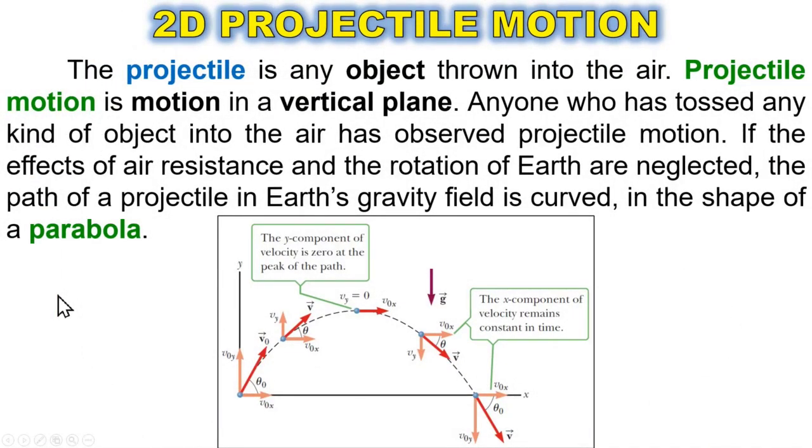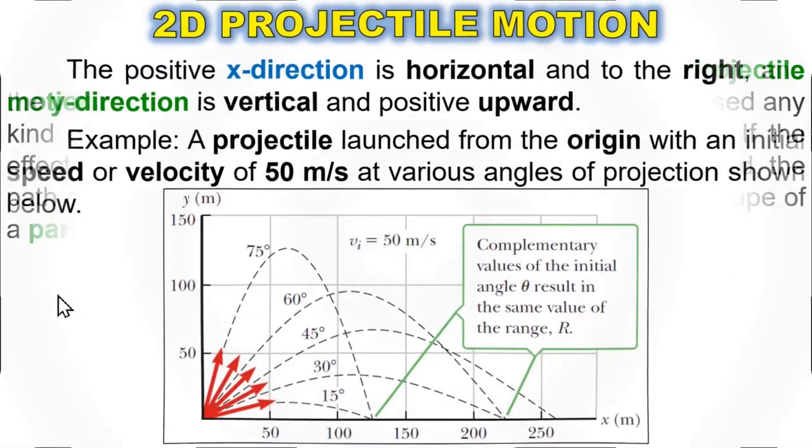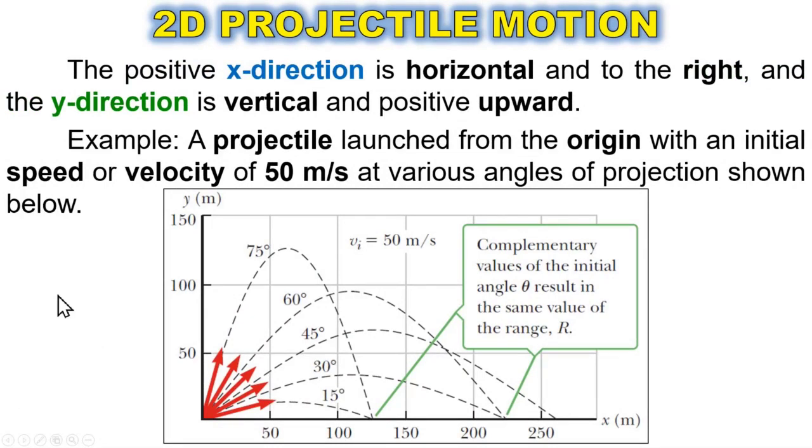The projectile is any object thrown into the air. Projectile motion is motion in a vertical plane. Anyone who has tossed any kind of object into the air has observed projectile motion. If the effects of air resistance and the rotation of Earth are neglected, the path of a projectile in Earth's gravity field is curved in the shape of a parabola. The positive x direction is horizontal and to the right, and the y direction is vertical and positive upward.